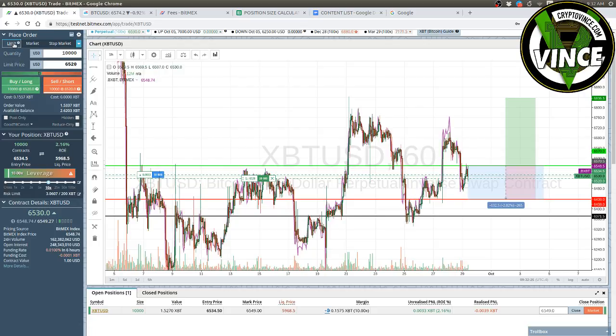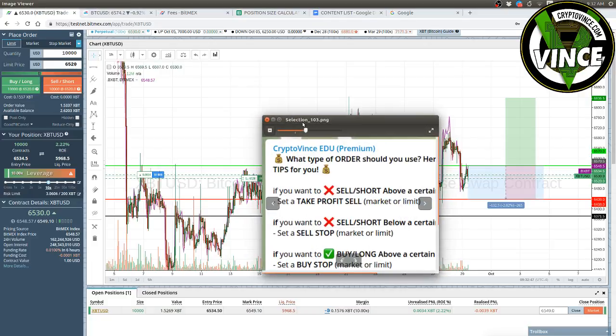But if you want to buy above it, you don't want to use a limit in this case, because you're going to go directly into the order book. The price will go in the order book and you will get executed right away, because of course you're buying at a higher price than the current price, so you don't want to do that. If you really want to buy above a certain price, let's see from our picture what you should do.